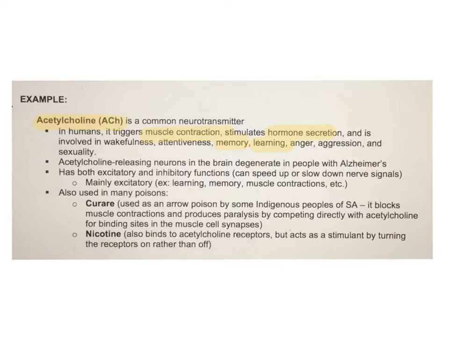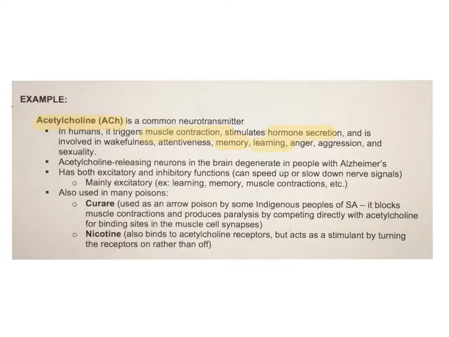So that's how they believe that Alzheimer's occurs, is that when their memory and their learning starts to decrease, that's because these neurons that actually release acetylcholine are starting to degenerate, and that just means they start to shrink and they're not able to do their job anymore.